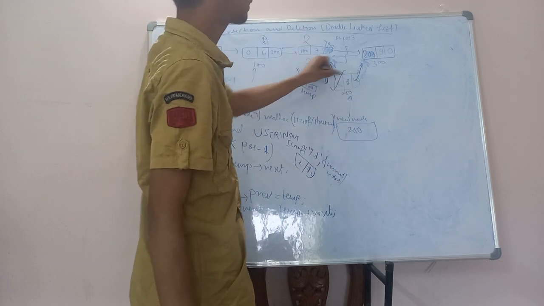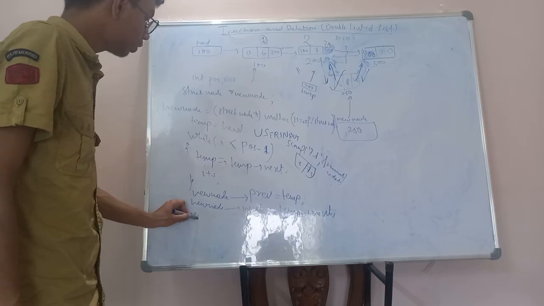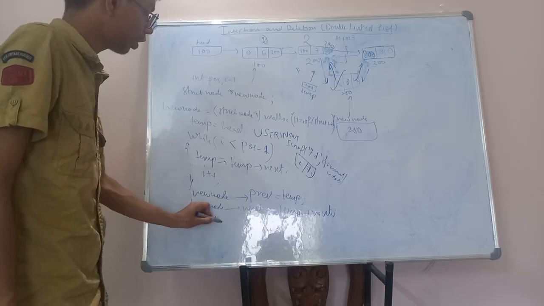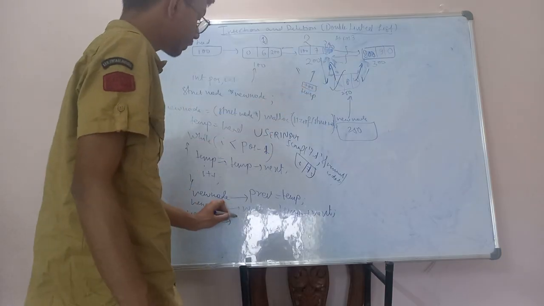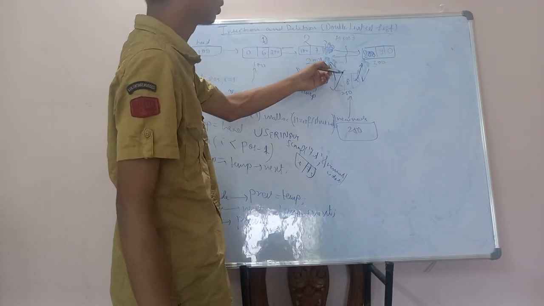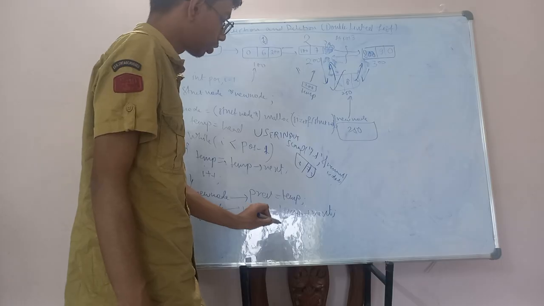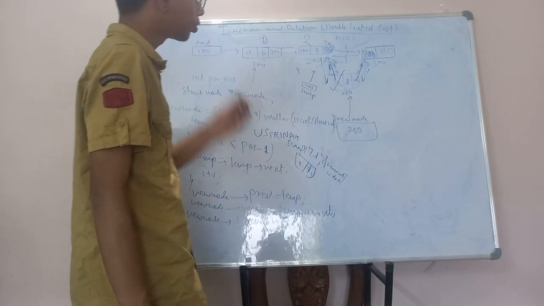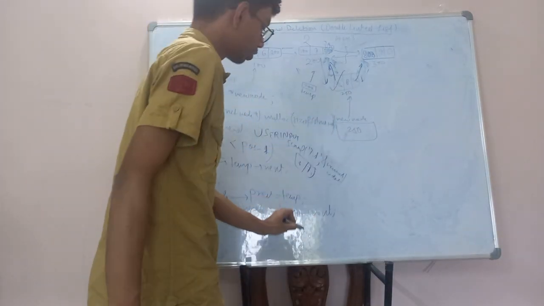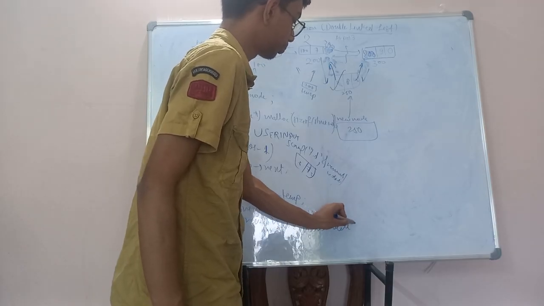Now I have to create this and this. So for that, see, new node, and then I will go to the previous, and previous will point here. So with help of that I will go to next, and there I will store what? This value. So new node will be stored, right?